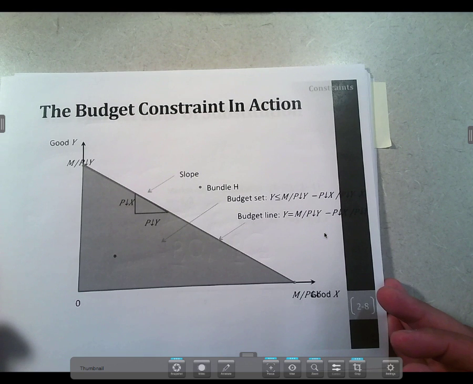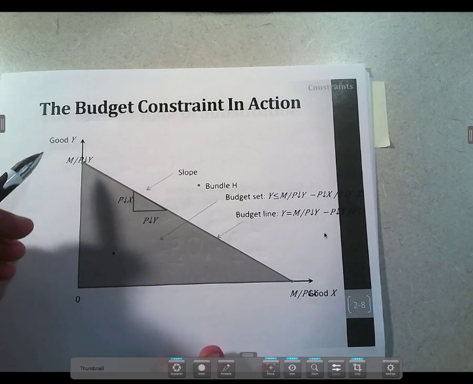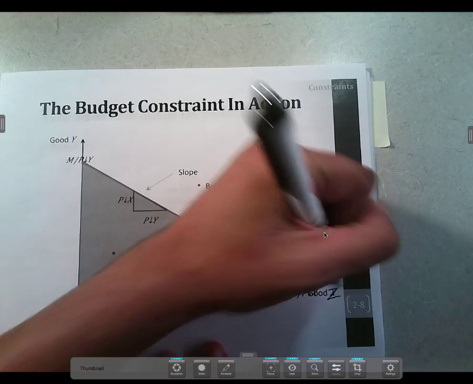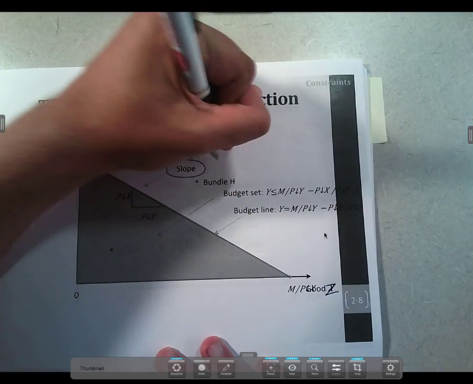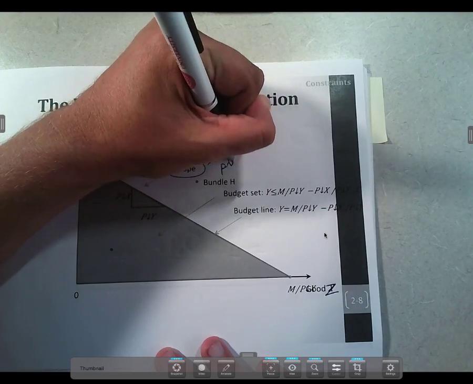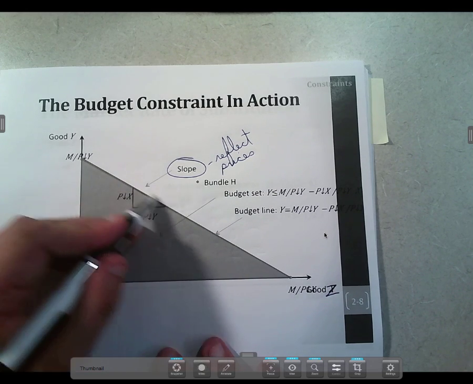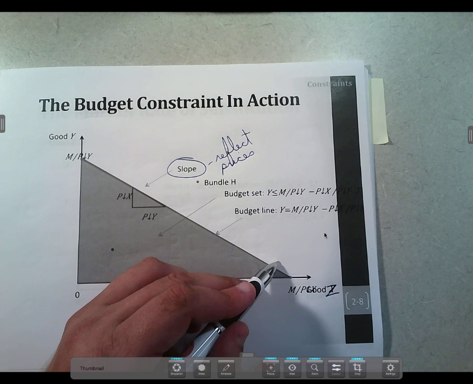And then I have a budget constraint that looks like this, where I guess I could change this to good Z, I don't know. The slope here is going to reflect the prices, and this is going to reflect my maximum ability to afford these 2 goods. It's a straight line because the prices do not change.